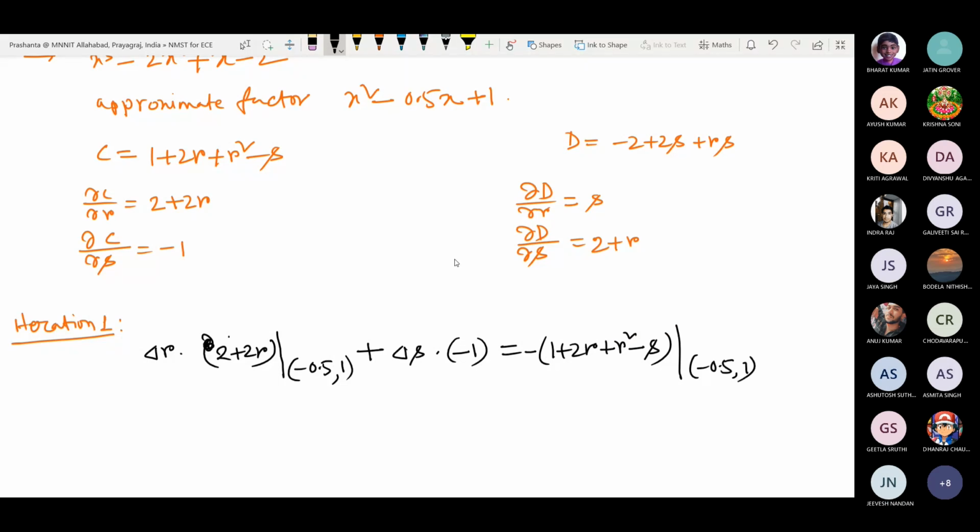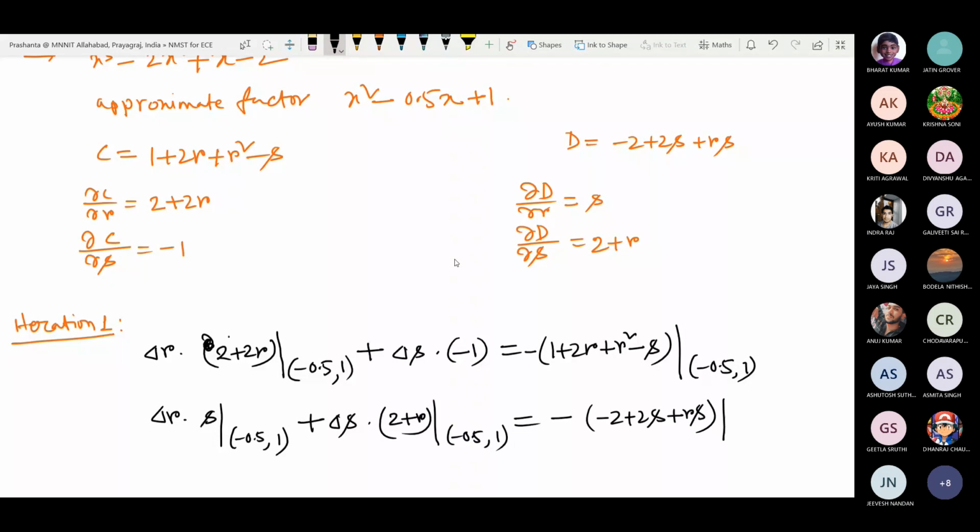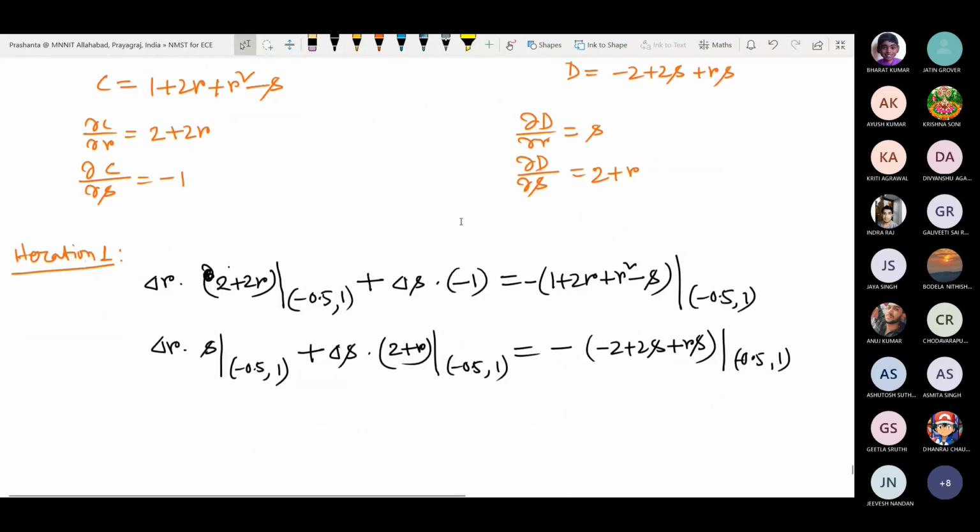And another equation will be delta R into del D by del R. So del D by del R is S, and you have to evaluate it at minus 0.5 comma 1, plus delta S into del D by del S. That is 2 plus R. You have to evaluate it at minus 0.5 comma 1, equals to minus D at R, S. So minus 2 plus 2S plus RS at the point minus 0.5 comma 1. So tell me the two equations you are getting.